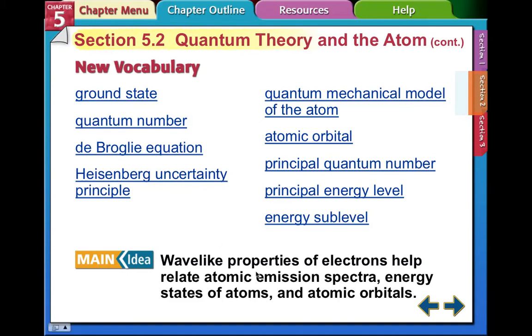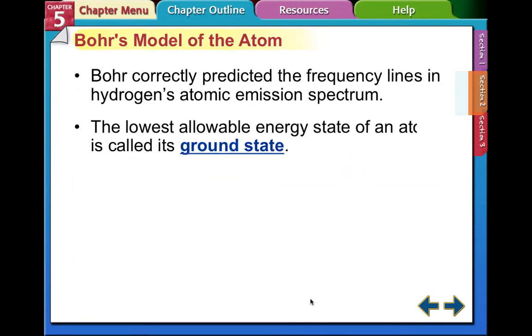Main idea: wave-like properties of electrons help relate atomic emission spectra. Remember, that's what we've been working with the last couple days. Energy states of the atom and atomic orbitals, all of those are related together. Okay, and through this we're going to figure out how.